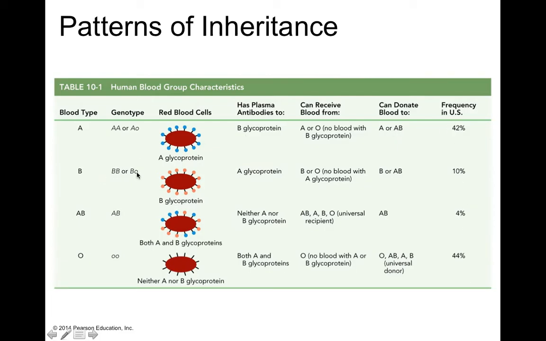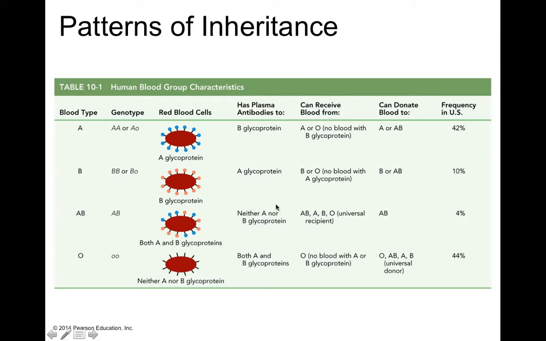Here you have BB or BO. Again, it's going to have B glycoprotein. Going to have antibodies against A glycoprotein, which means that they can receive blood from B or O, but not from A or AB. Okay, so they can donate to B or AB, but they can't receive from AB, to be clear. Now, AB blood has both A and B glycoproteins, which means it can receive anything.